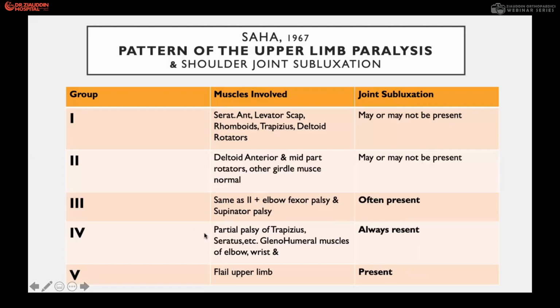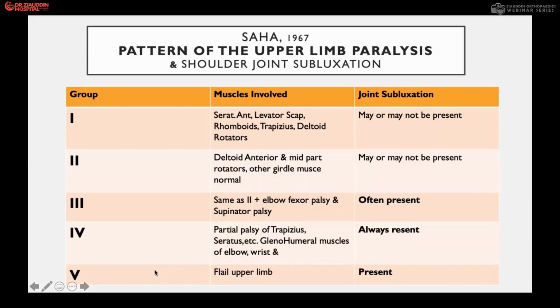But in type 4, there is partial paralysis of trapezius, serratus, glenohumeral muscles and the muscles at the wrist and elbow joint. When there is significant paralysis of the muscles around the shoulder and the elbow joint, there is subluxation or dislocation of the shoulder joint.